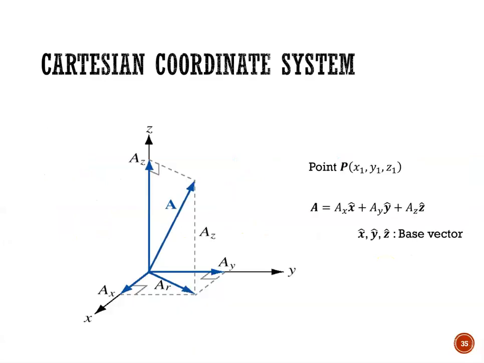Coordinate system. So in coordinate system we have three kinds. The first one is Cartesian, the second one is spherical, and the third one is cylindrical. So for Cartesian coordinate system, we have a point P in this case. So point P should be here. Point P consists of x1, y1 and z1. So the vector of point P is A, which consists of ax x hat plus ay y hat plus az z hat, where all the x, y, z hats are the base vectors.